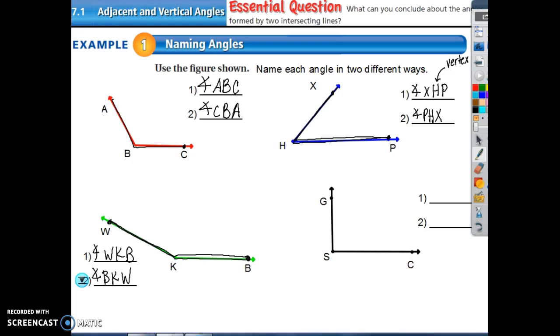For this angle, you may start at G, go down to S, and over to C, and that would give you angle GSC. Or you can start at C, go over to S, and up to G, which would give you angle CSG. And remember that the point of your angle is always in the middle. The G and the C will be the ones first or last.